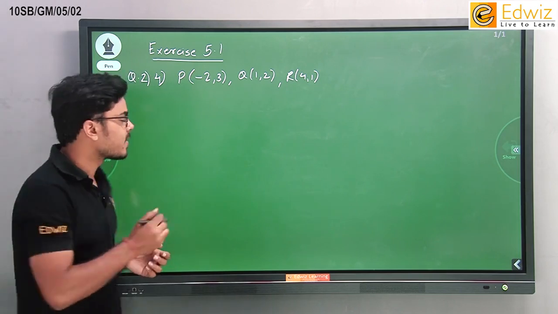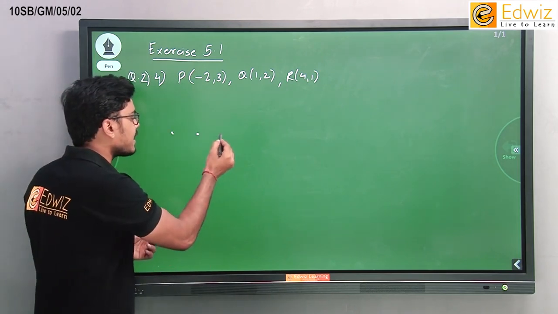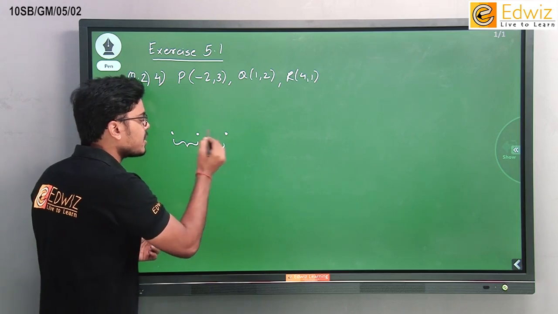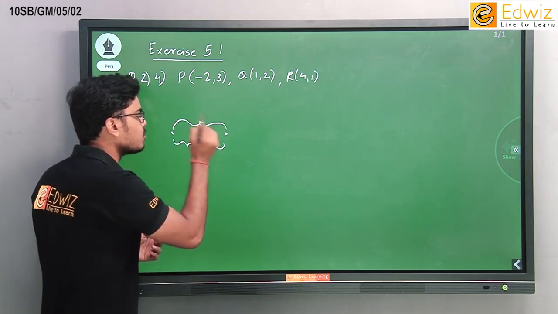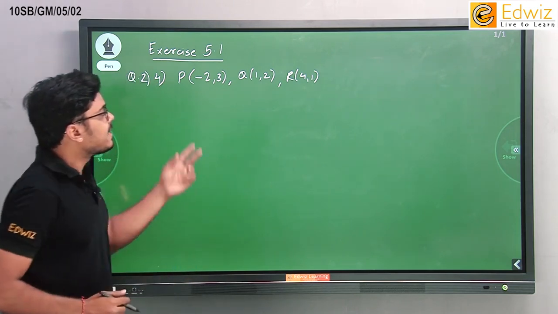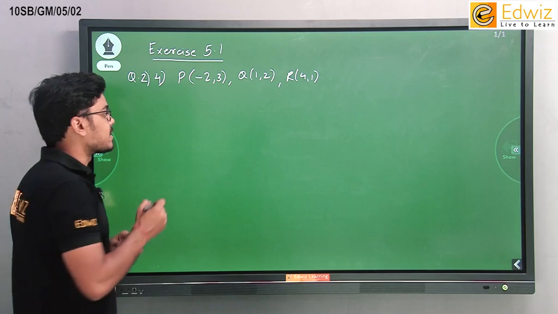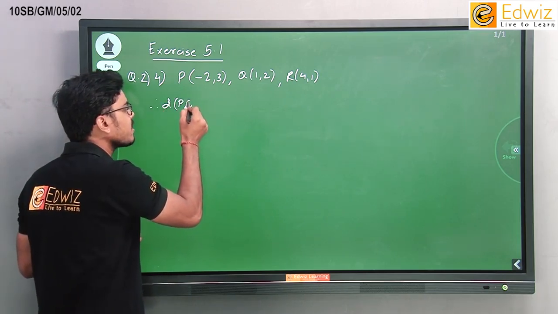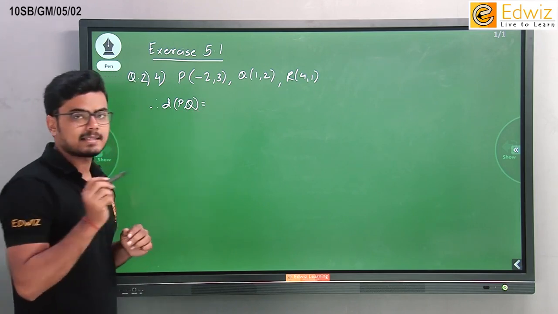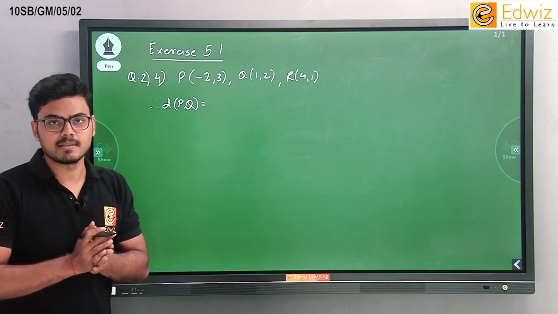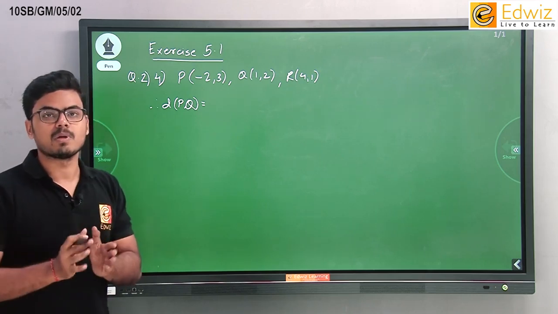The logic is simple. If 3 points are collinear like this, the distance between these 2 points and these 2 points will add up to the distance between these 2 points. Okay, simple. So here what we are going to do is find out the distance between P and Q first. I am not going to write the formula again and again. We can directly solve these questions. I hope by now you know the formula by heart.